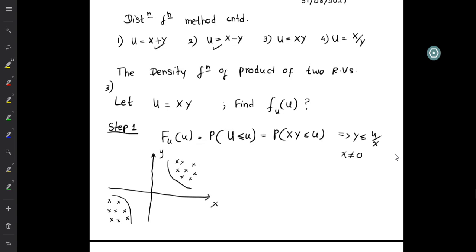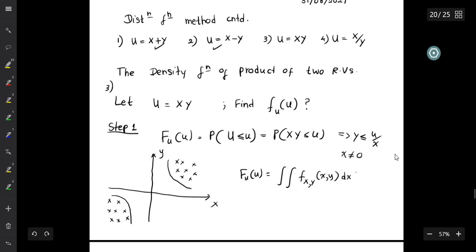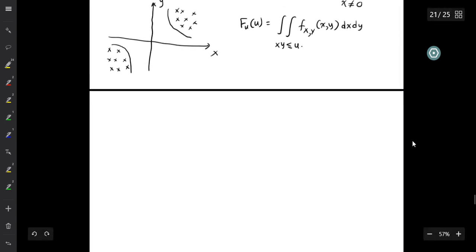Okay. Now let's try to find the limits for our integration. So our CDF will be, you have to integrate with respect to x and y the joint density of x and y. And the limit should be x times y less than or equal to u. Okay, so let's split the integration. So that is our second step.